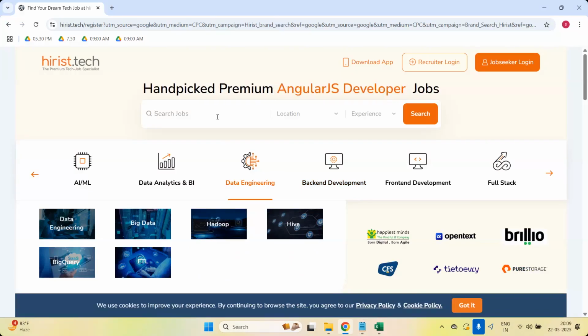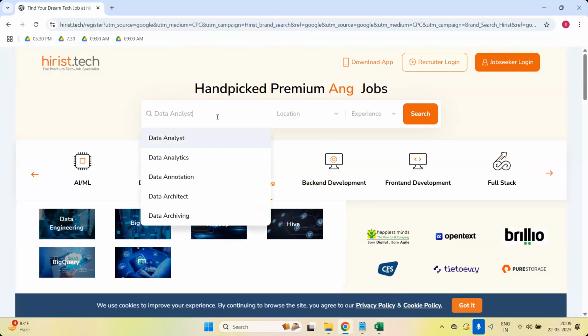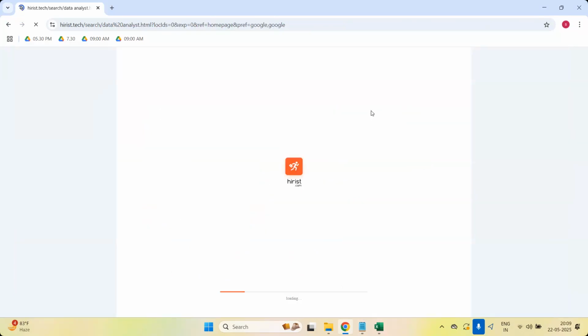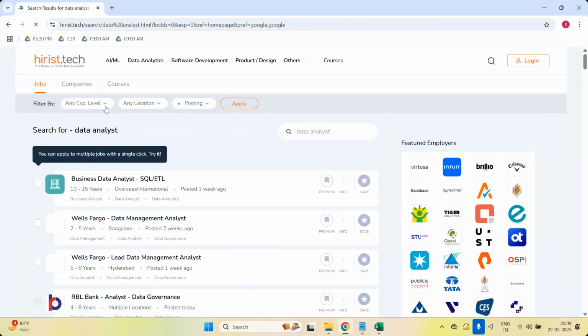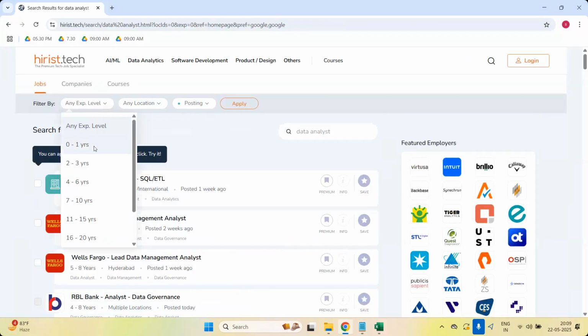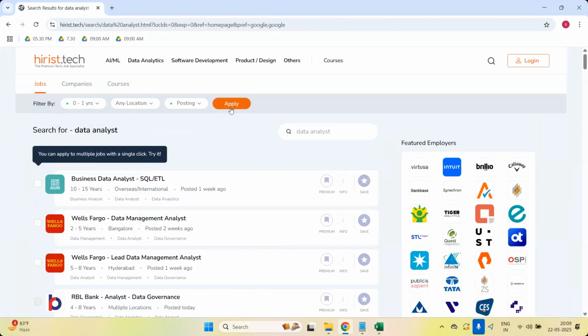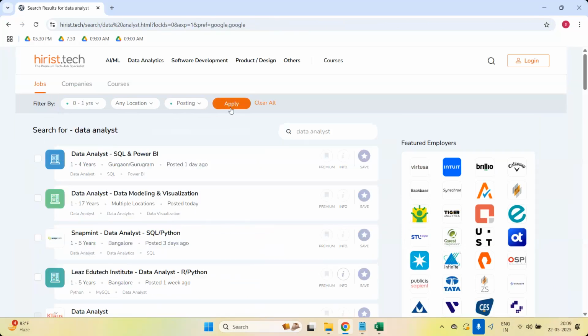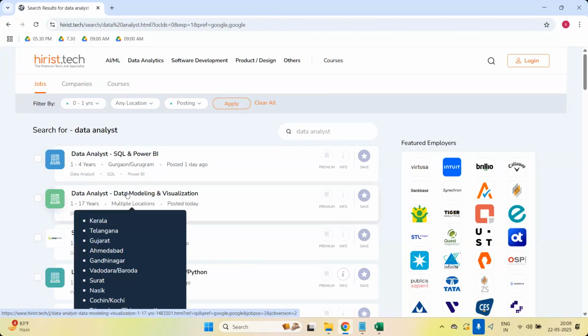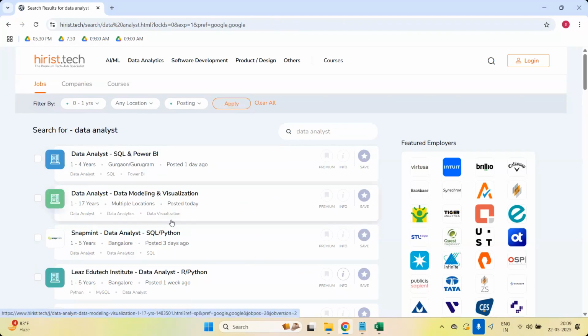Here I am searching in terms of data analyst, and I'm going to keep the experience. What is the experience level? 0 to 1, or 1 to 5, or 2 to 3, maximum 3 years. Now see here, first data analyst, SQL and Power BI. Can you see here data modeling and visualization? SQL, Python. Here data analyst R or Python. R, this slash means any one.